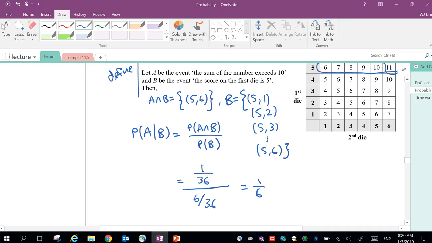Who is confused at this point in time? I remember in the last lecture I asked you to go through this example on your own first. It's not too difficult. So this is 1 out of 6. Let's move on to example 8.